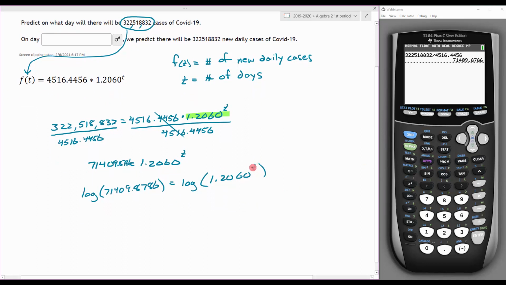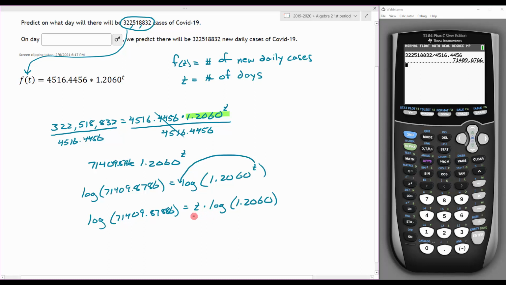All right, now I'm going to use the power property. You guys remember that power property? It tells us that if we have a power inside of a logarithm, we can take that power and move it out front. So I can take this t and put it right here in front of the logarithm, getting it out of the logarithm and out of the exponent. So I'm going to say the log of 71,409.8786 equals t times the log of 1.2060. Now remember, our goal is to get t by itself. That's what we're trying to solve for. That represents the number of days.